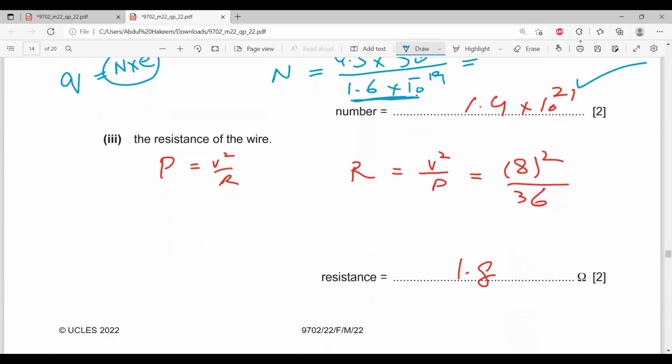Next, the resistance of the wire, simple again. Power is equal to V square over R, and R is equal to V square over power. Voltage supplied, EMF supplied, 8 square, and the power 36. So 8 square divided by 36, answer is coming 1.78.